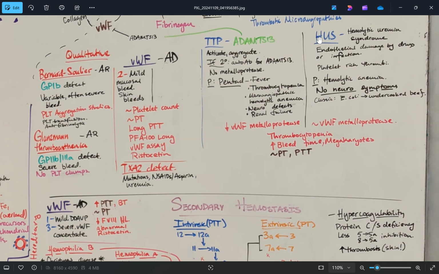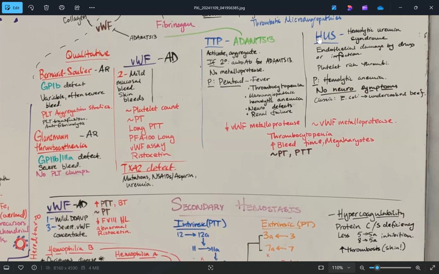So another way to distinguish TTP and HUS, as we talk about labs, is von Willebrand metalloprotease activity. Your activity is going to be decreased in TTP, but normal in HUS. Both will present with thrombocytopenia, increased bleed time, and megakaryocytes, as well as normal PT and PTT, again, not dealing with the clotting cascade. So know that you either have neurodeficits and metalloprotease loss for TTP, or no neurodeficits and normal metalloprotease in HUS for distinguishing the thrombotic microangiopathies.